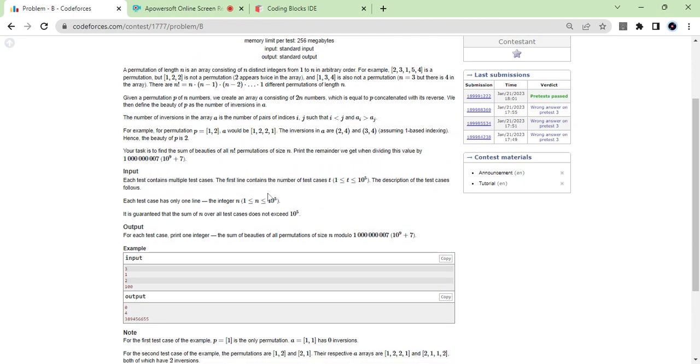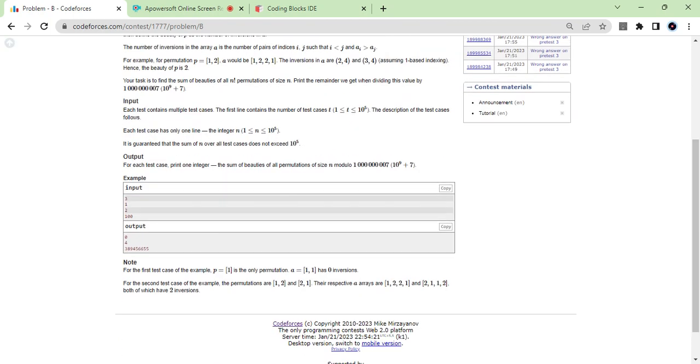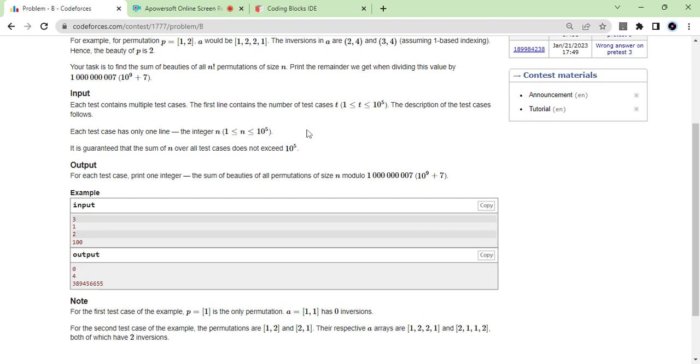Again, pretty standard and straightforward question. You have been given t number of test cases, a number n, and the integer. This integer can be anything in the range of 1 to 10^5. You have to return the sum of beauties of all the permutations. Permutation is what you know.